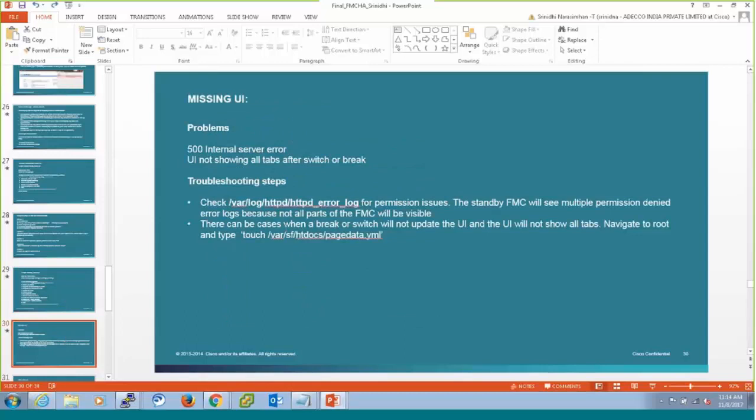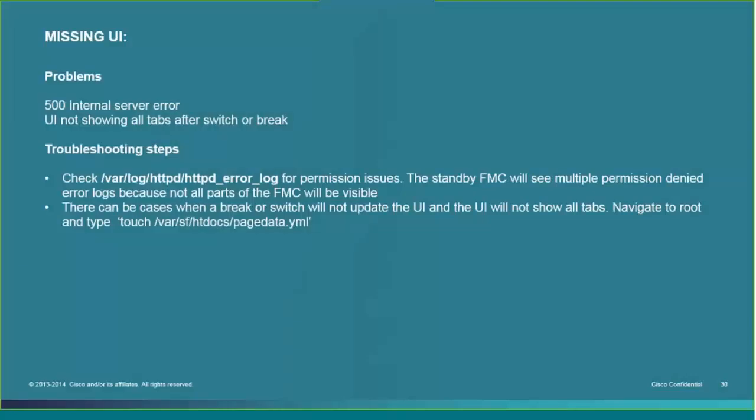Moving on to the most common issues that we would observe while looking at the FMC HA in a degraded state. The first one is a missing UI. So either of the FMC's UIs could show a 500 internal error or not load the UI. The general thing that we would check is that this is definitely a UI-related issue. There is the HTTP error log, which is present under /var/log/httpd, and this would show us information on why the UI is unable to load up.